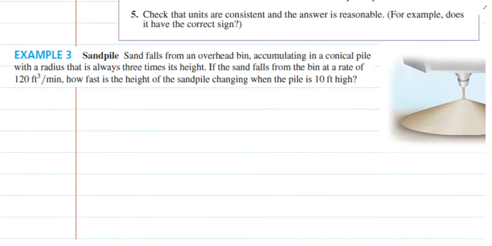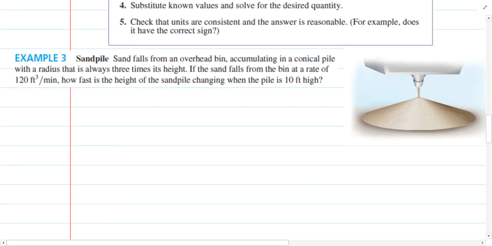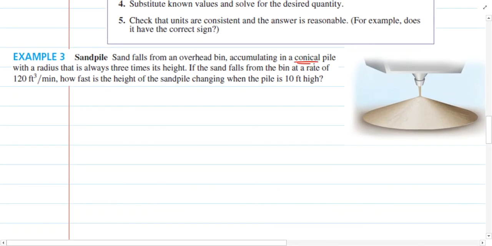So let's try another example. This time we're not using dt as our differential. Now, one of the first things that I like to do is find the overall formula for the problem that we're facing. And in this particular case, we're being told that sand is falling into a pile, and the pile is in the shape of a cone, this conical pile.